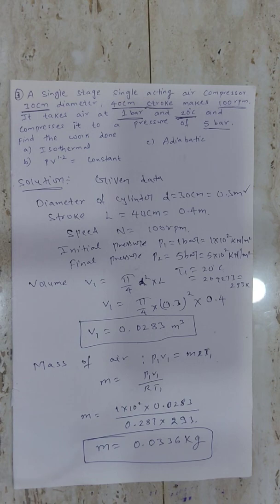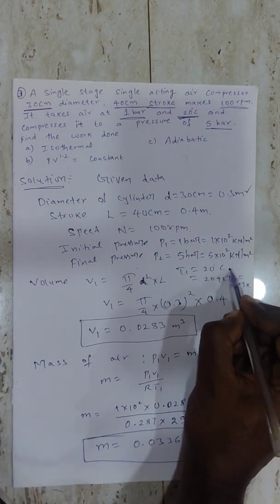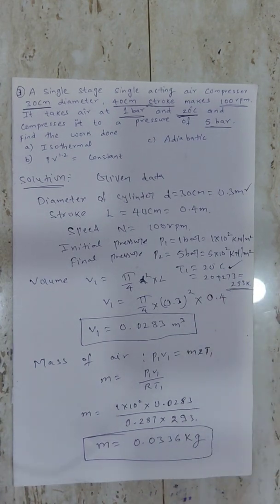First we will write the given data. The diameter of cylinder D is equal to 30 centimeter, we will convert it into meter, 0.3 meter. The stroke L is equal to 40 centimeter, that is 0.4 meter. The speed N is equal to 100 rpm. The initial pressure P1 is equal to 1 bar, that is 1 into 10 square kilonewton per meter square. P2, the final pressure, is 5 bar, and the temperature is 20 degrees, that is 293 Kelvin.